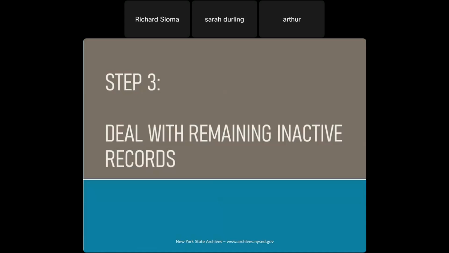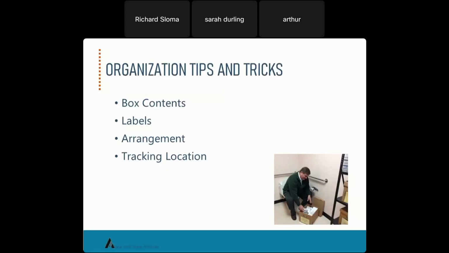Once you've separated your inactive records from your active records and destroyed the records that have reached their disposition date, what do you do with records that you don't access often, but you can't get rid of quite yet? Well, you can do what our former archive staff member, Kent, shown here, is doing. Find a comfy location and start organizing those records.